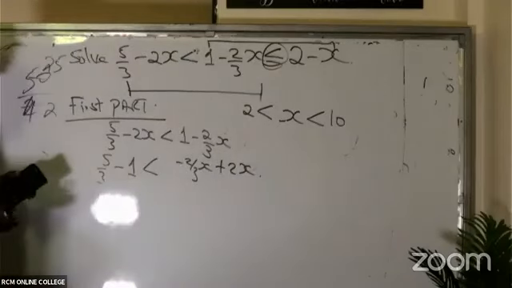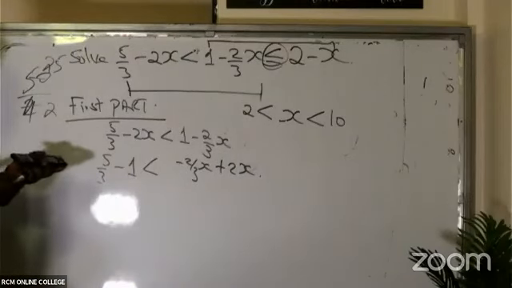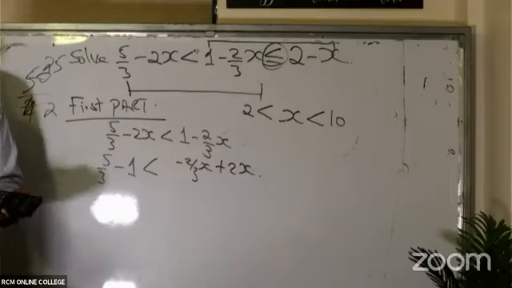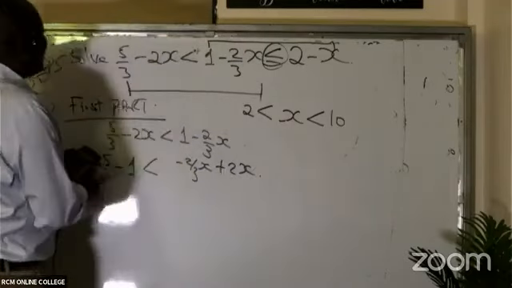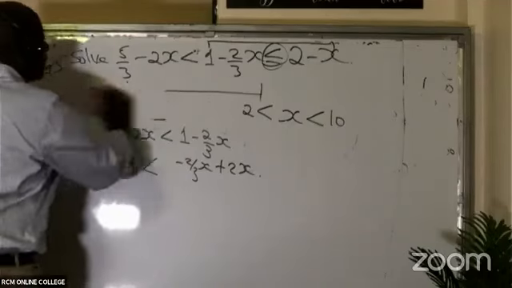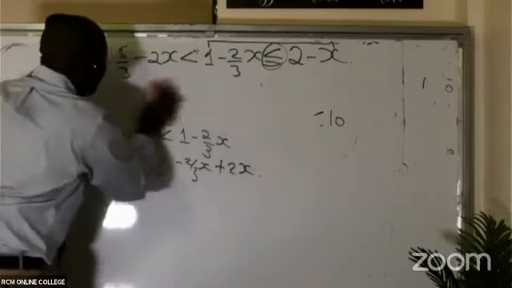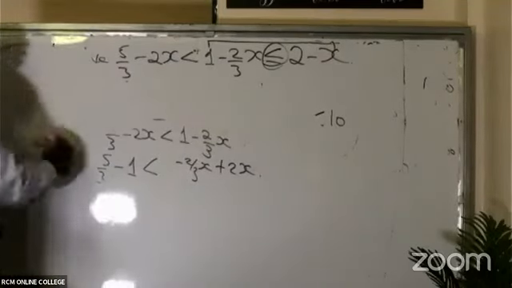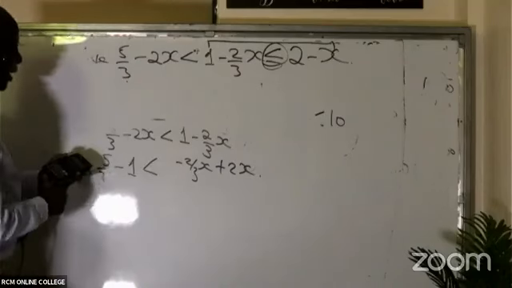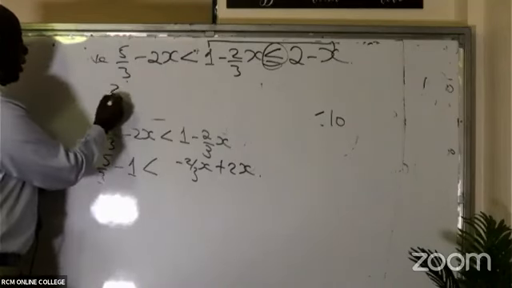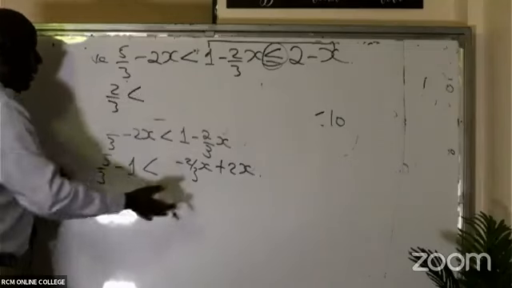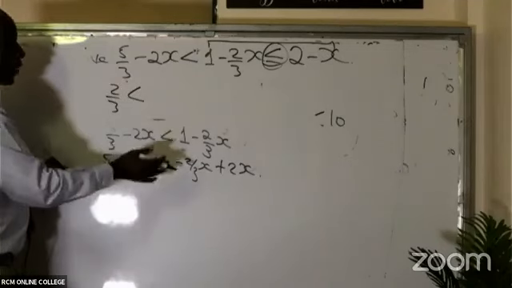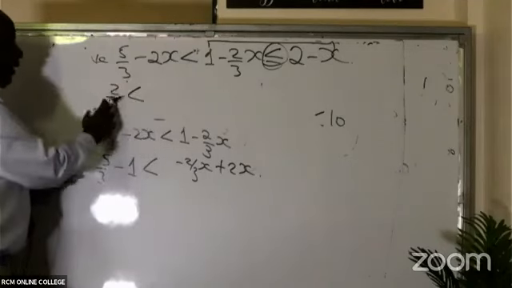Now, from there, ladies and gentlemen, in this first part, there is one fact that I know here: that this is giving me 2 over 3 less than, or rather, in perspective of x, x will be greater than whatever we have here.